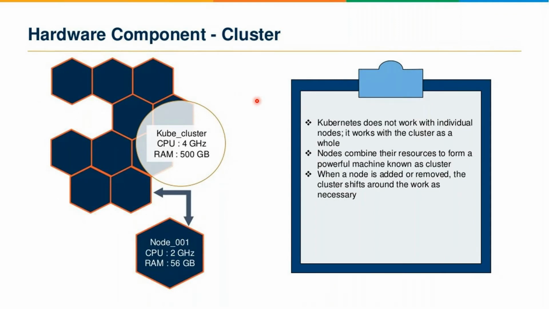Next one is the hardware component, cluster. What is a cluster? A cluster is a group of computers. Kubernetes does not work with individual nodes, meaning we cannot run Kubernetes on a single node. It works with the cluster as a whole. Without the cluster, Kubernetes will not run. Nodes combine their resources to form a powerful machine known as a cluster. Different nodes form a group to provide high performance for your Kubernetes cluster.